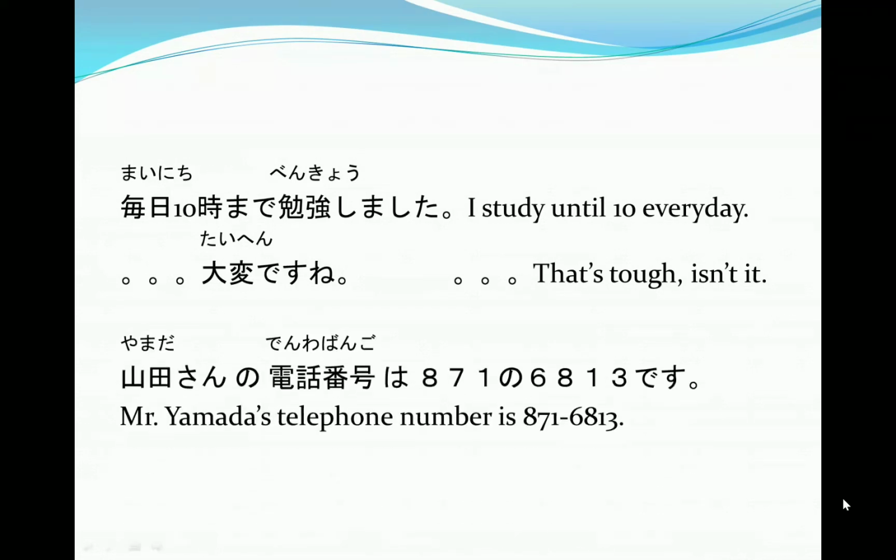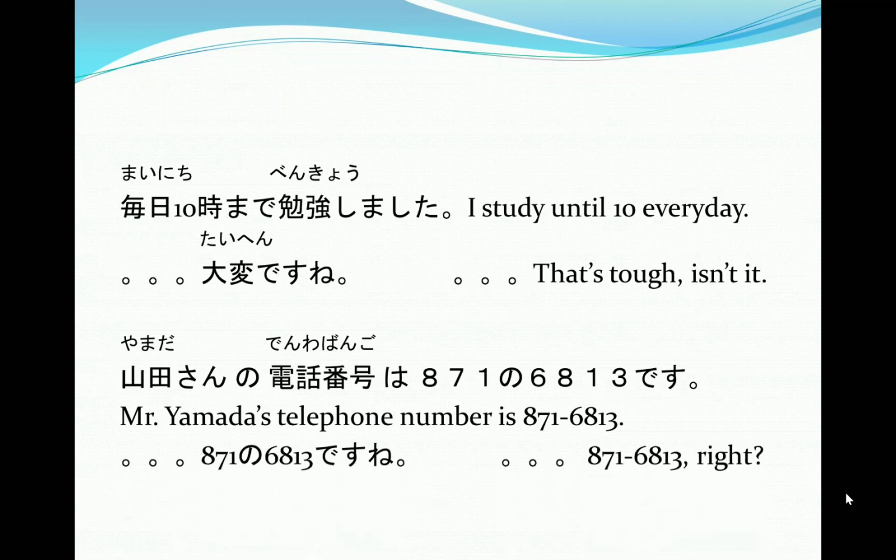Something like that. And another example would be in this sentence, Yamada-san no denwa bango wa 871の681です. In English, Mr. Yamada's telephone number is 871-6813. And then if you want to confirm it, we could say 871の681ですね. 871-681, right? See, we're just seeking or asking for a confirmation from our listener when we say ne.